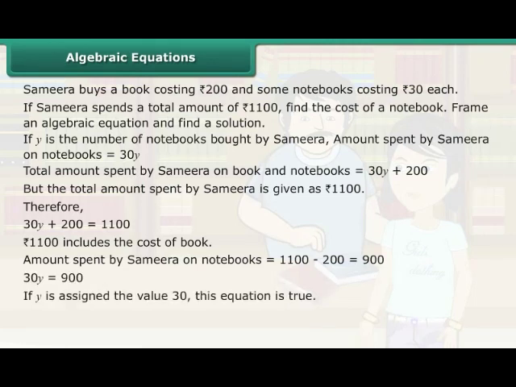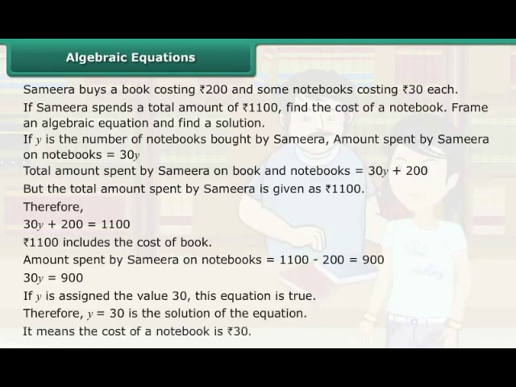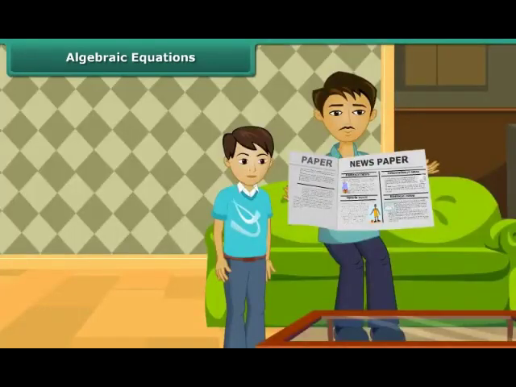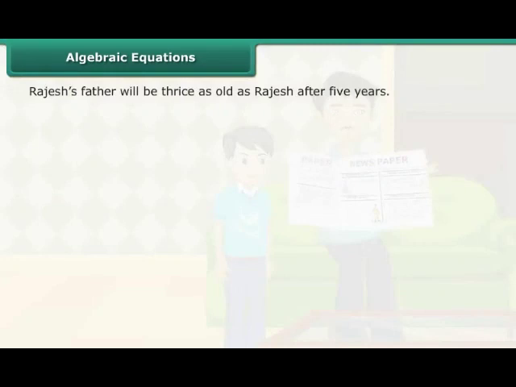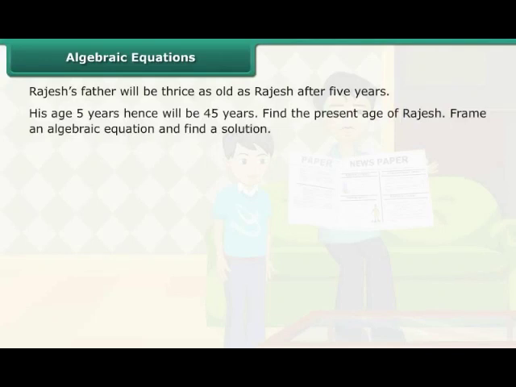If y is assigned the value 30, this equation is true. Therefore, y is equal to 30 is the solution of the equation. It means the cost of a notebook is 30 rupees. Let us look at one more example. Rajesh's father will be thrice as old as Rajesh after 5 years. His age 5 years hence will be 45 years. Find the present age of Rajesh.